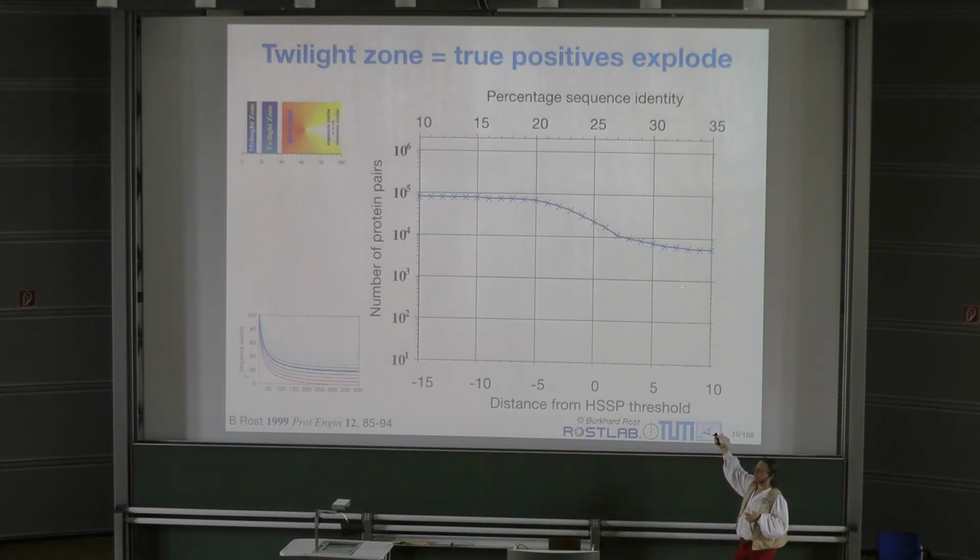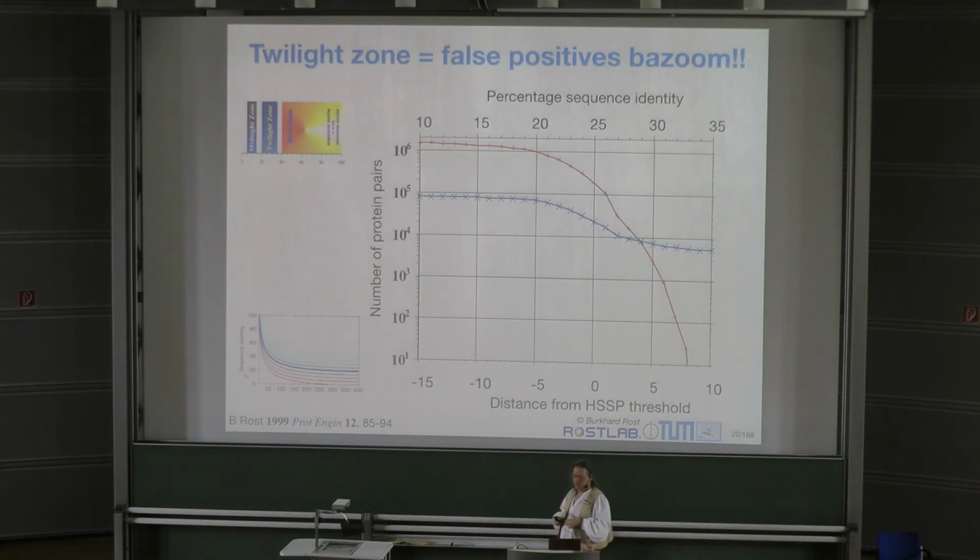If I were able to move from this value to that value, I would find many, many pairs that I would otherwise not find. At the same time, what you see is that at the value just a little bit above the 0, actually red pairs of proteins that do not have the same 3D structure are tiny.